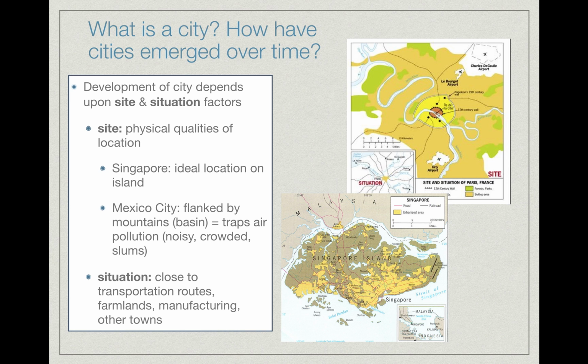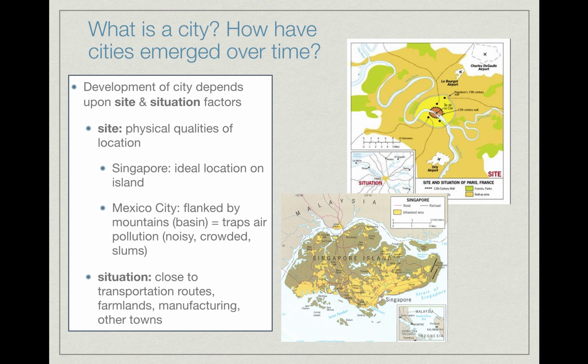Situation factors also determine where cities develop. Situation being where something is in relation to something else. So transportation routes, access to farmland, access to other manufacturing towns, or just towns on the whole. All of these are going to influence how a city develops over time.